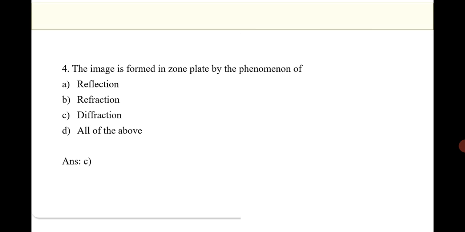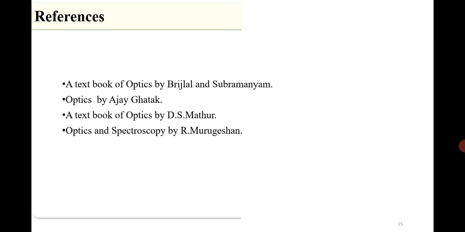Question 4. The image is formed in a zone plate by the phenomenon of: option A reflection, option B refraction, option C diffraction, option D all of the above. Answer is option C, diffraction.